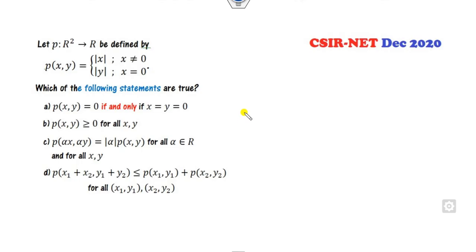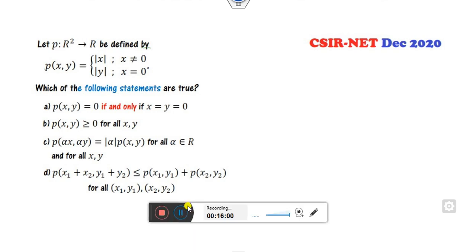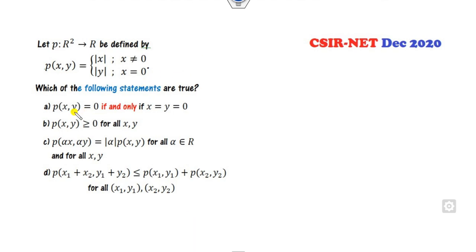It's December 2020. P is a metric which is defined here. Which of the following statements are correct? Okay, so P of x comma y is 0 if and only if x comma y is 0. When will it be 0? As per the definition, it will be 0 depending upon whether x is 0 or x is non-zero. So in either case, we can say x is 0 or y is 0. So it says if and only if both are 0. That clearly says the property is satisfied.